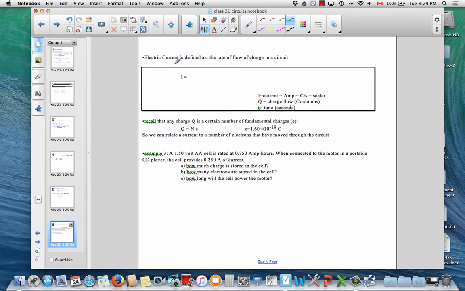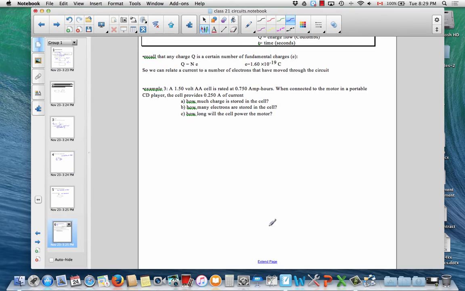So current is that flow of charge that we were just looking at. So it's the voltage that made it flow, and the current is defined as the charge flow per unit time. Now we don't care if those are positive or negative, current will have positive magnitude. Now remember that charge is like money. Any charge can be broken down into a certain number of fundamental charges. So let's do a simple current example here.